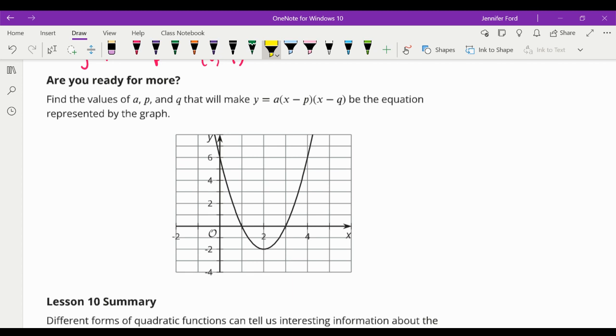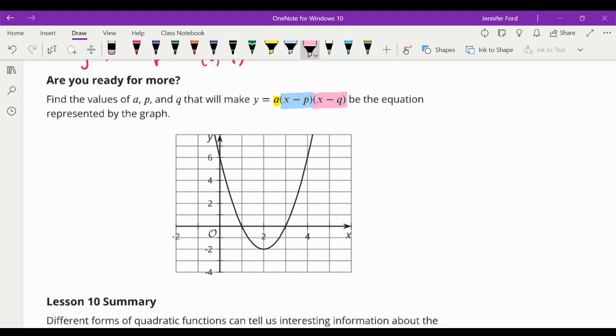Find the values of a, p, and q that will make the function y equals a times x minus p times x minus q be the equation represented in this graph. There are three factors shown here. a is a factor. The quantity x minus p is a factor. And the quantity x minus q is a factor.